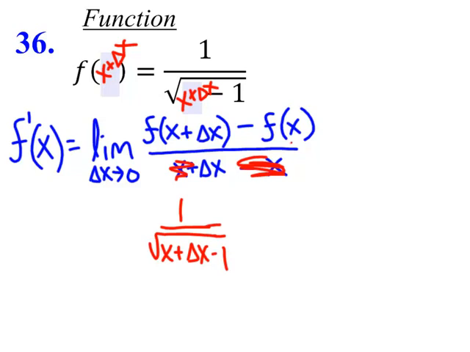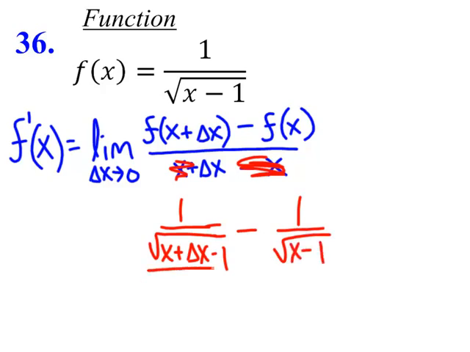Now, as far as the minus f of x here, let's just erase my little embellishments and go back to my original f of x. And so here's minus the original, 1 over square root x minus 1. And that is all over the delta x.